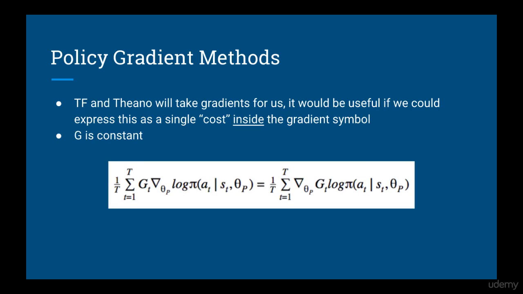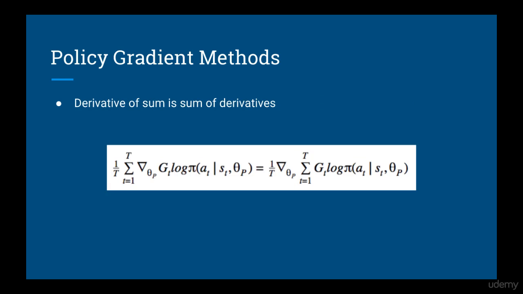We know from before that an expected value can be approximated by a sample mean. But also remember that TensorFlow and Theano are going to take gradients for us. In particular, we want just one expression we can pass in as the cost to the optimizer. To turn what we have into that form, we realize that g is a constant, so it can be moved inside the gradient. We also know that the derivative of a sum is just the sum of all the individual derivatives, so we can move the gradient outside the sum.